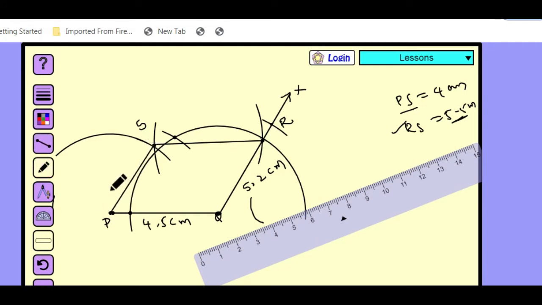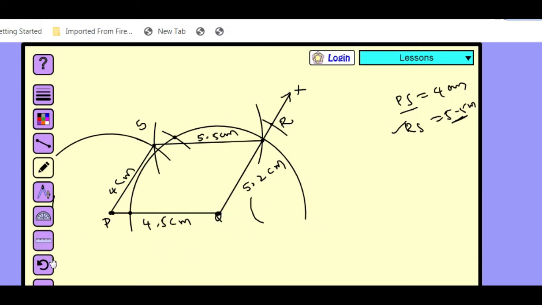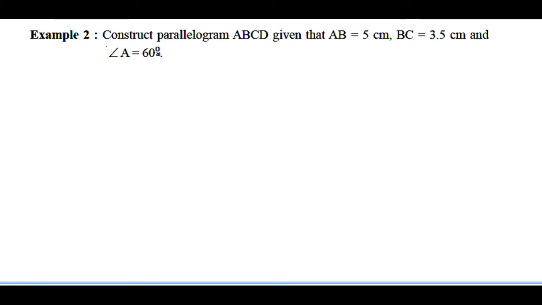Now write down P to S we have length 4 centimeter and S to R we have 5.5 centimeter. So it is a construction of the quadrilateral ABCD. Next example second, construct a parallelogram ABCD given that AB is equal to 5 centimeter and B to C is equal to 3.5 centimeters and angle A is equal to 60 degrees.